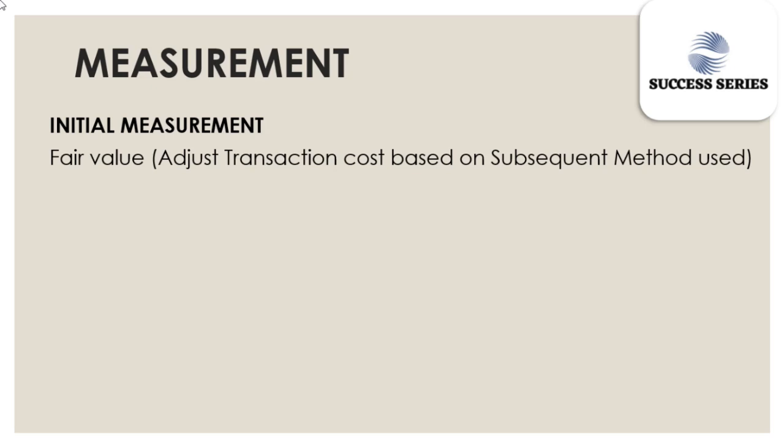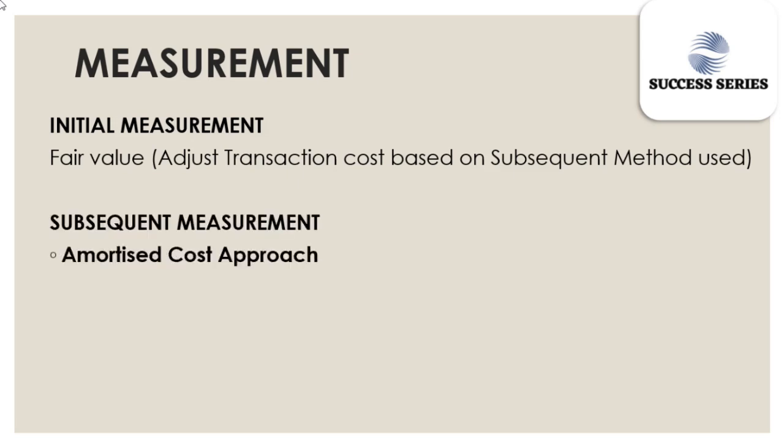Either way, any of the methods will let you know how you are supposed to account for the transaction cost. So let's go into the subsequent measurements so that we get to know the methods. The first method that we have is the amortized cost approach. Over here, you deduct the transaction cost from the fair value. So it implies that if you are doing the initial measurement using the amortized cost approach, you will pick the fair value of the instrument and then you deduct the transaction cost.